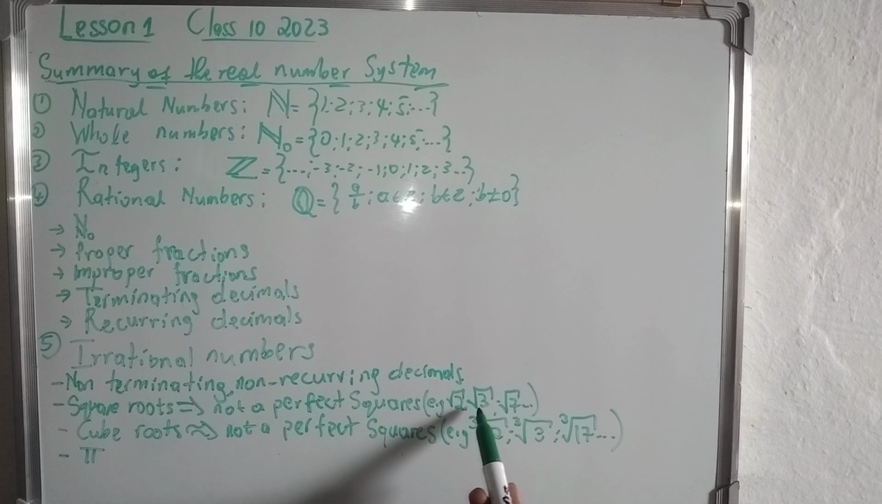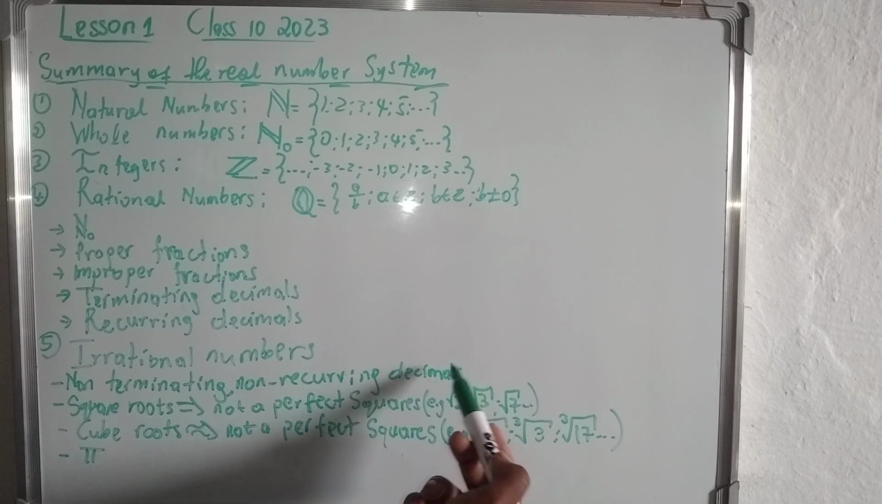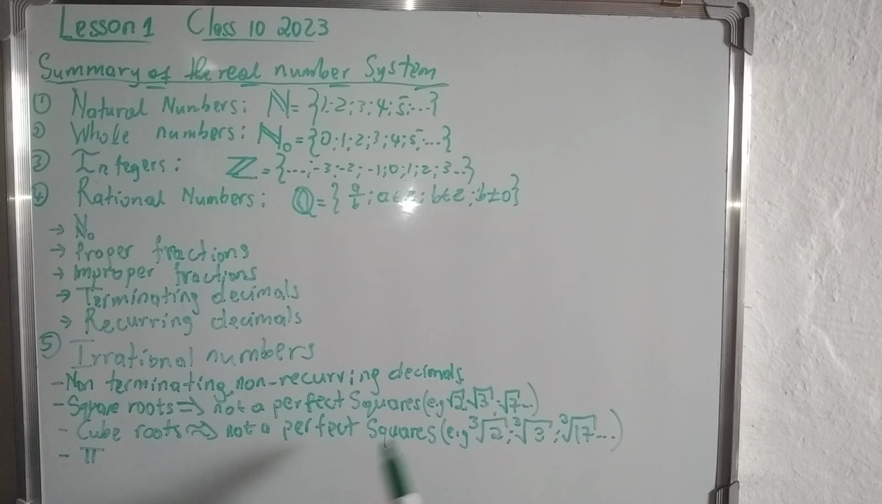And the second one is root 3 and root 7. When you press this number in your calculator, it will not give you a whole number, but it will give you a number like 1.32 and so on. So it is known as not a perfect square.